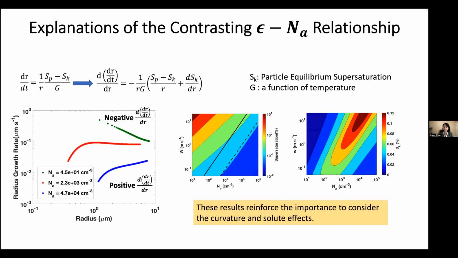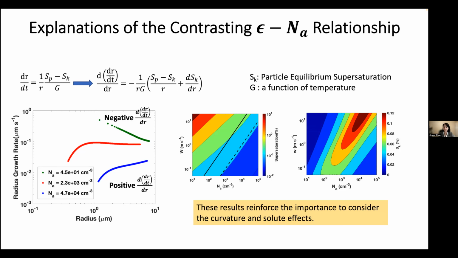The positive value of this derivative means the larger droplet grows faster than the smaller droplet, then the droplet size distribution is broadened, and the negative value of the derivative means the smaller droplet grows faster than the larger droplet, then the droplet size distribution narrows. Here, this figure shows the dR/dt versus the droplet radius. The slope of the line on the figure is the derivative as the equation shows.